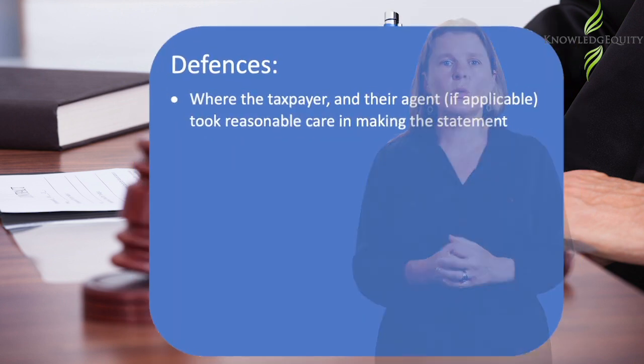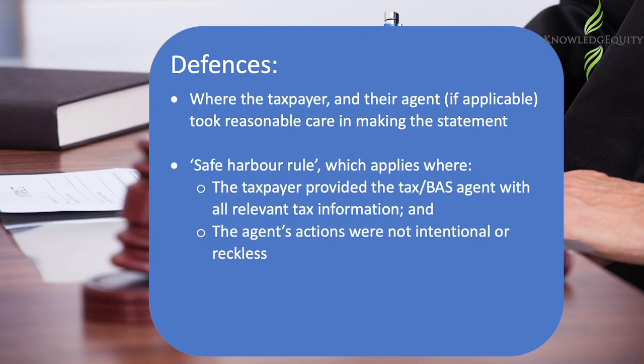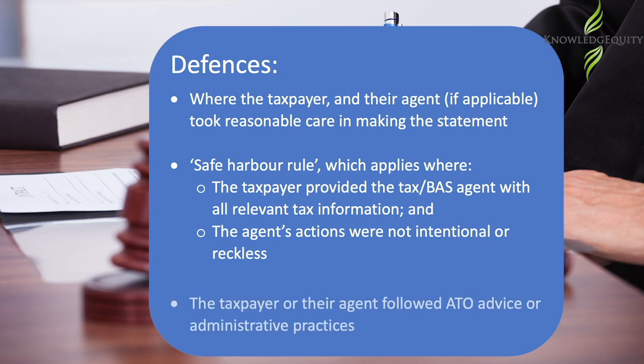If a taxpayer can claim a defence, then they will not be subject to these penalties. A defence will apply where the taxpayer and their agent, if they used one, made a false or misleading statement, but took reasonable care in making the statement. Also, there is a safe harbour defence where the taxpayer provides their registered tax or BAS agent with all relevant information, and the misleading statement of the agent was not due to intentional disregard or recklessness. There is also a defence where the taxpayer followed the ATO's advice or administrative practices.